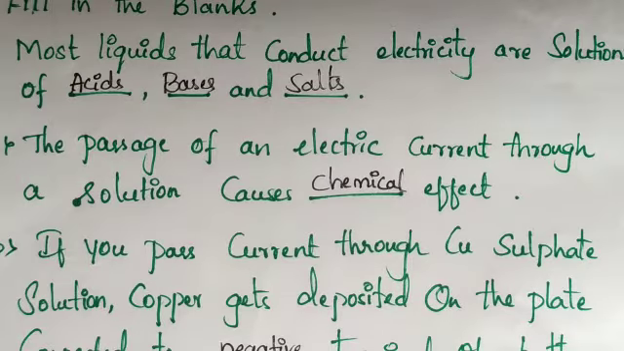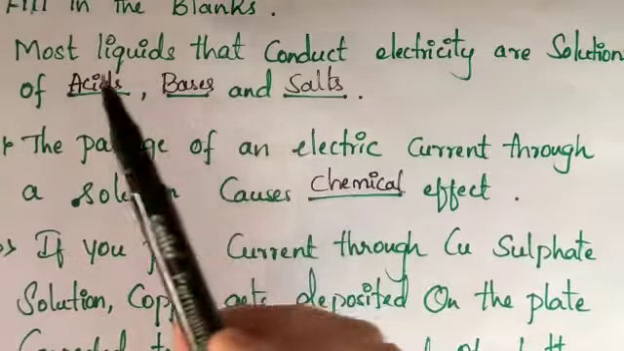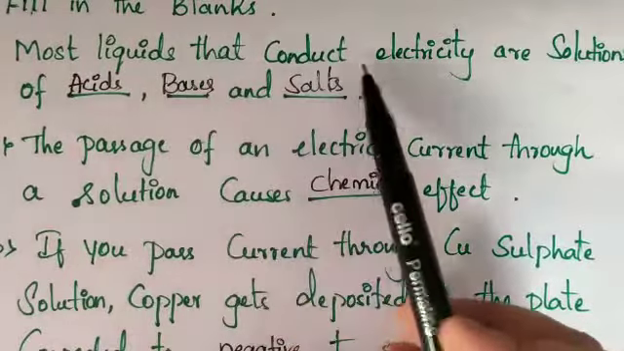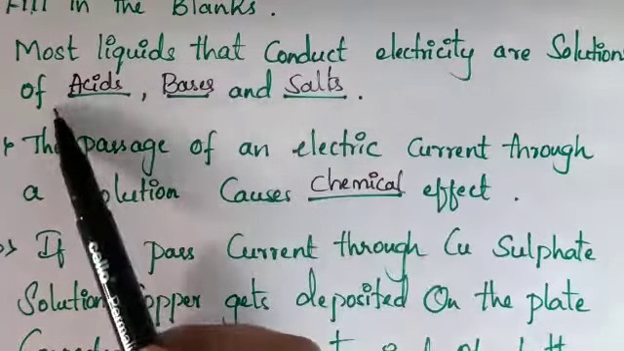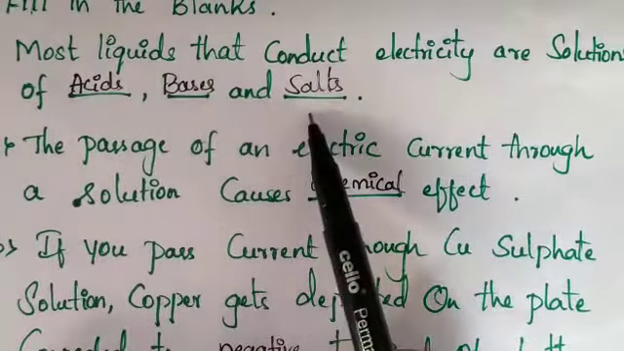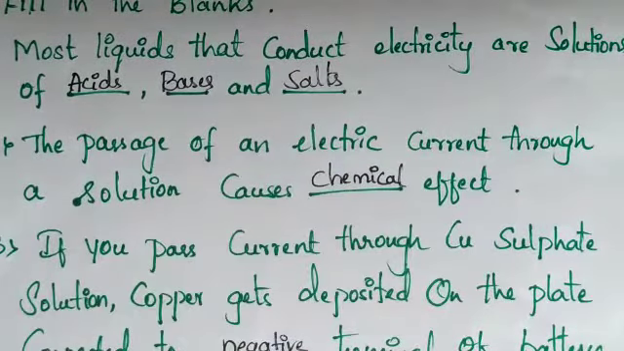Under the fill in the blanks, the first question is: most liquids that conduct electricity are solutions of dash dash, as well as dash, which conduct electricity. That means they allow electricity to pass through them; they are good conductors of electricity. So that is salts, acids and bases, which all conduct electricity. Those are the liquids which conduct electricity here.